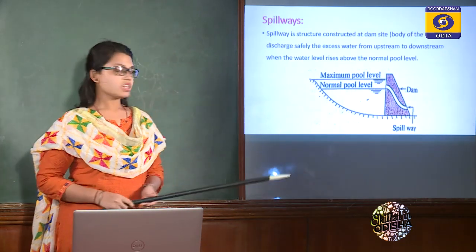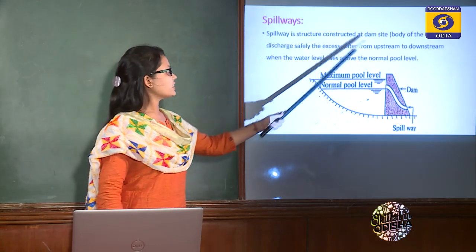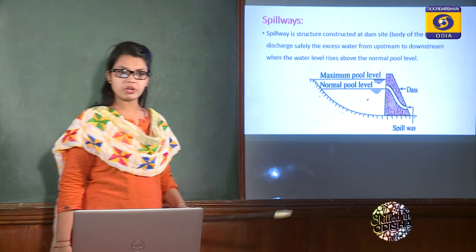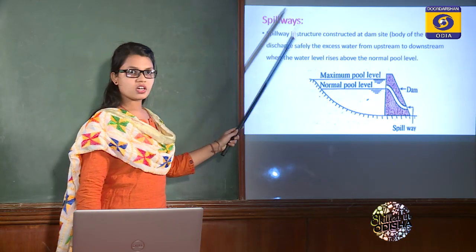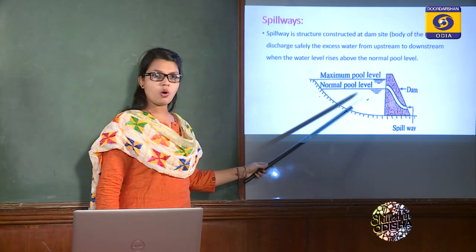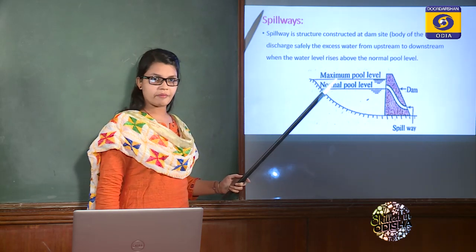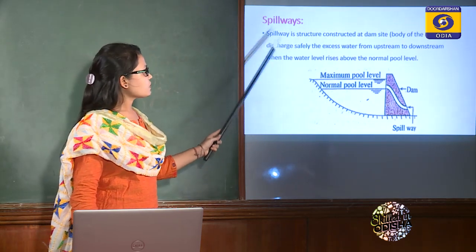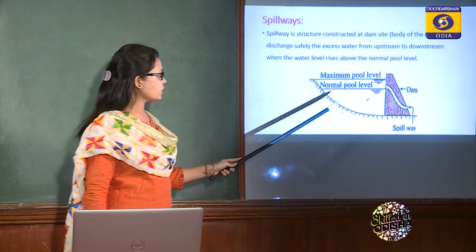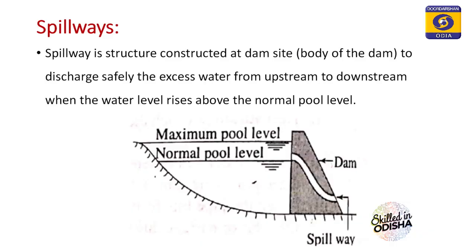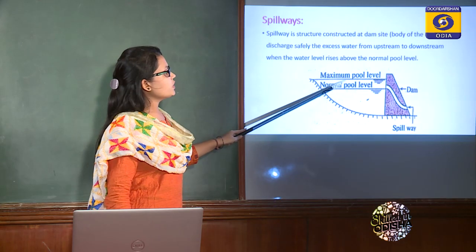So what is a spillway? Spillway is a structure which is constructed at the dam site to discharge safely the excess water from the upstream to the downstream when the water level rises above the normal pool level. Now what does that mean? Spillway is a structure. That structure can be within the dam body, or can be at one or both sides of the dam, or it can be completely separate from the dam. But the basic function of a spillway is to discharge the excess water from this storage reservoir, that is from the upstream side to the downstream side, when the water level rises above the normal pool level.